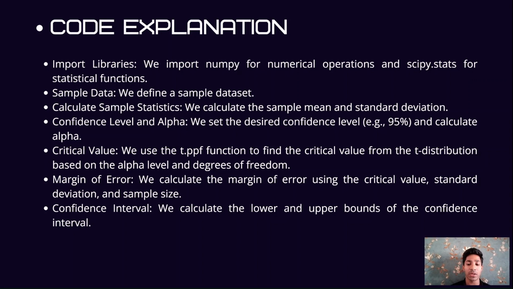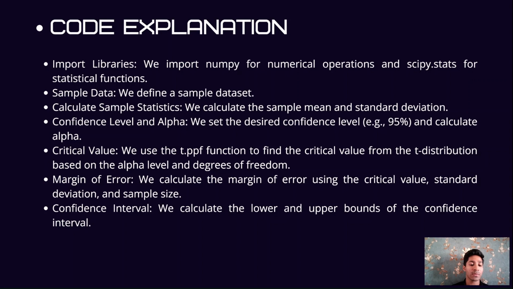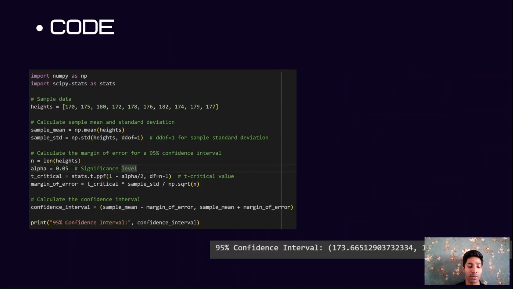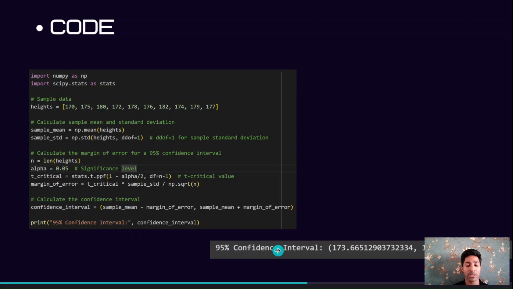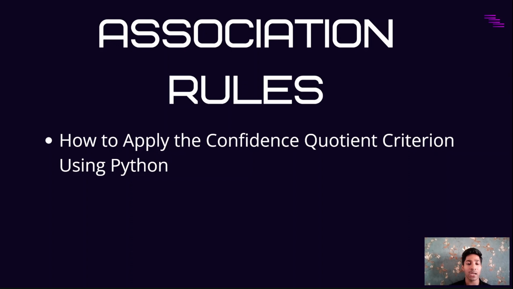We calculate the margin of error using the critical value, standard deviation, and sample size. Here it is given the margin of error, where critical value, sample size, and standard deviation are given. And then last we have the confidence interval. We calculate the lower and upper bounds of the confidence interval. Here we are calculating the confidence interval and printing the 95% confidence interval, which shows in the output. So this was about the difference criterion, and now we'll see how to apply the confidence quotient criterion using Python.